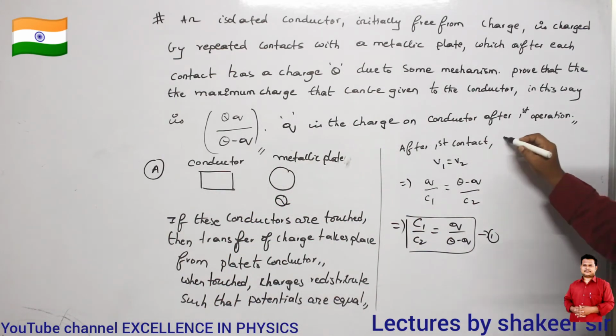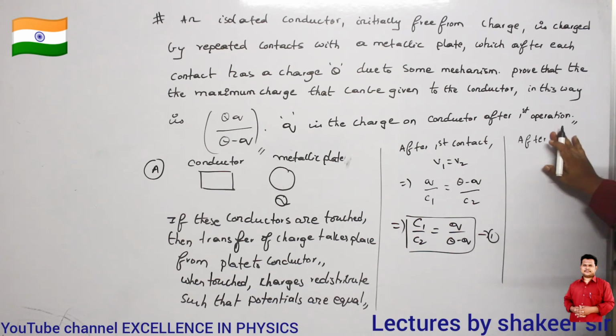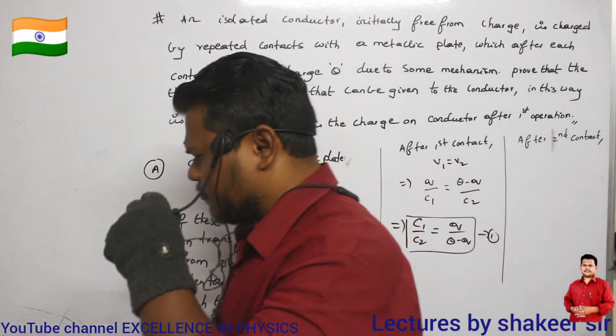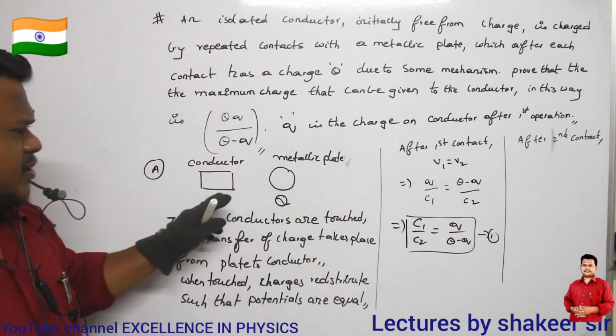So this is what is happening. Now, after the second contact, what will happen? Can you see? After the first contact, some of the charge has transferred from this metallic plate to the conductor.